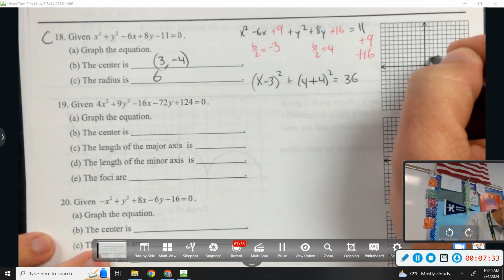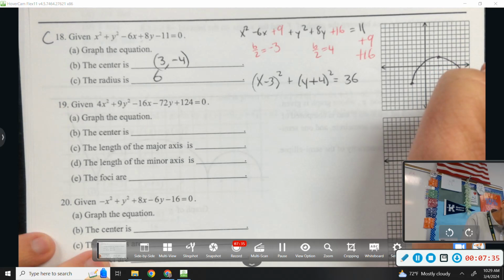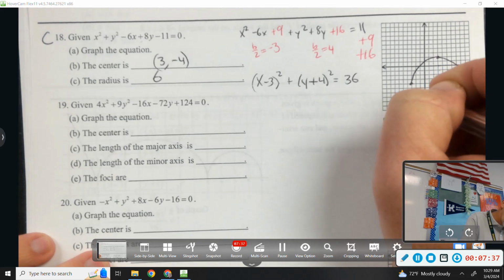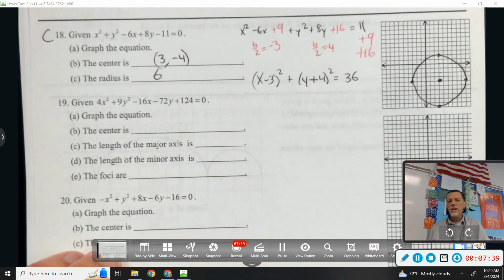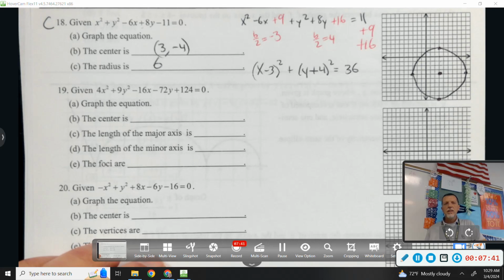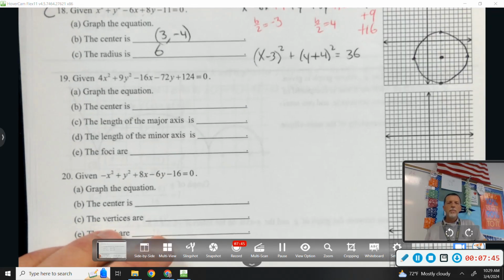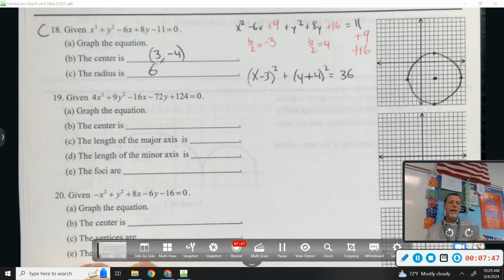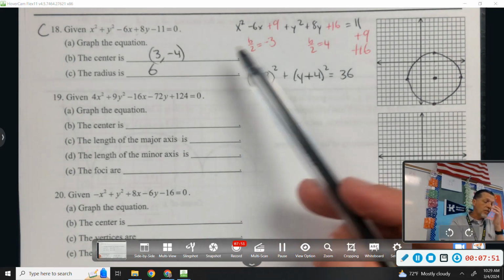And then carefully sketch in a circle. There we go. I feel like out of 18, 19, and 20, you guys got the easiest one because it's just a circle.